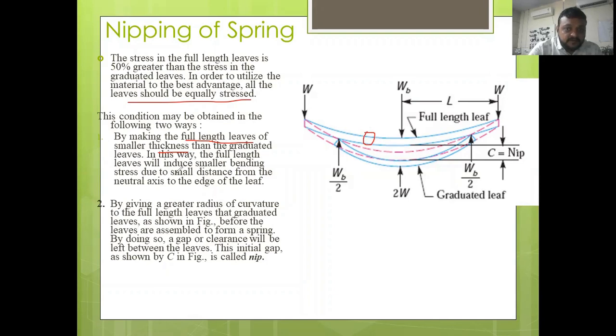In this way, full length leaves will have smaller bending stress due to the small distance from the neutral axis, d by 2. D by 2 becomes smaller because we have to keep the d smaller. Okay, so that is the thing. And another approach is what? Automatically, as 50% chances are greater in this, more stresses are there.